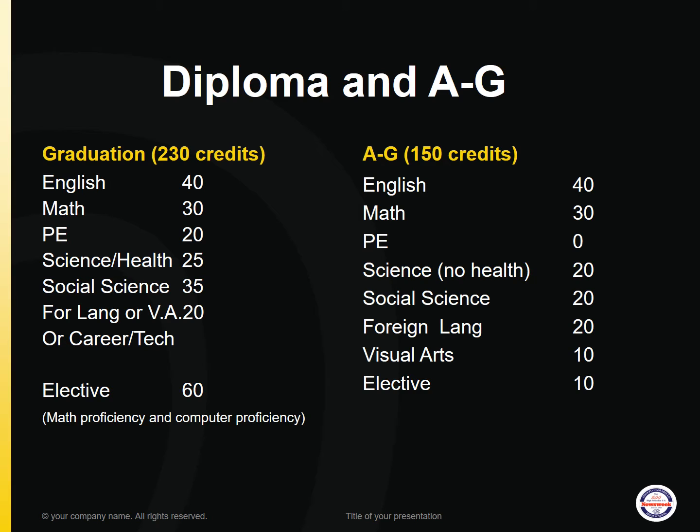This slide provides a breakdown of the graduation requirements and the A through G requirements. The biggest difference occurs in the foreign language and visual performing art requirement. For graduation, you need any combination of 2 years of a foreign language, visual art, or career technical class. However, for A through G, you need 2 years of a foreign language alone, and 1 year of visual arts alone. The other difference, which is not on this slide, is the SAT and ACT tests, which you need to take in addition to meeting the A through G requirements to go directly to a 4-year university.